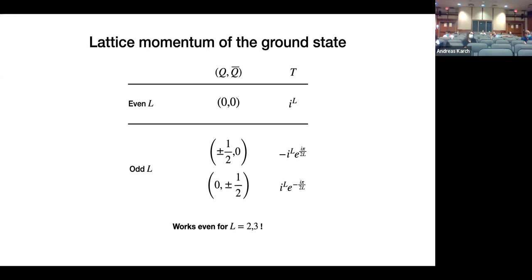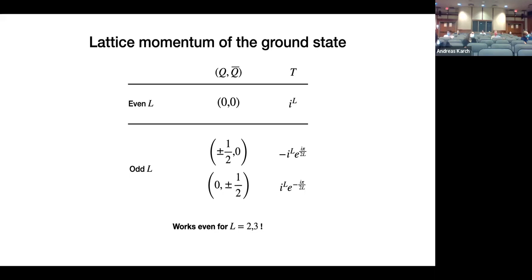For odd L, we have fourfold degenerate ground states. And we can also calculate the ground state momentum. You see that there's this additional pi over 2L. If you still remember the lattice spectrum, this is not exactly a pi over 2, but a slight 1 over L shift. We can also get a 1 over L shift. What's somewhat surprising is that this formula even works for L equals 2.